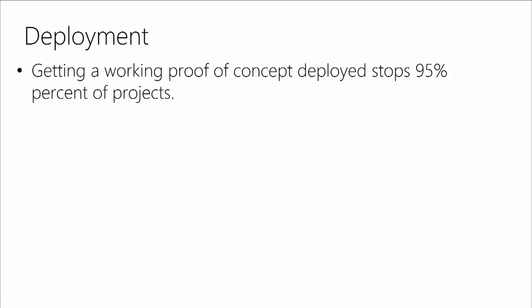Okay, so deployment is the last step. This is like, hey, I turned lead into gold. And I will warn you that getting a working proof of concept deployed actually stops, I would say, 95% of projects, because it's like, hey, I turned lead into gold, and the reaction is, well, that's nice. You need to actually get it implemented. So my suggestion is just don't even bother doing it in the first place if nobody plans to deploy it, right? So unless, of course, it's actually fun.